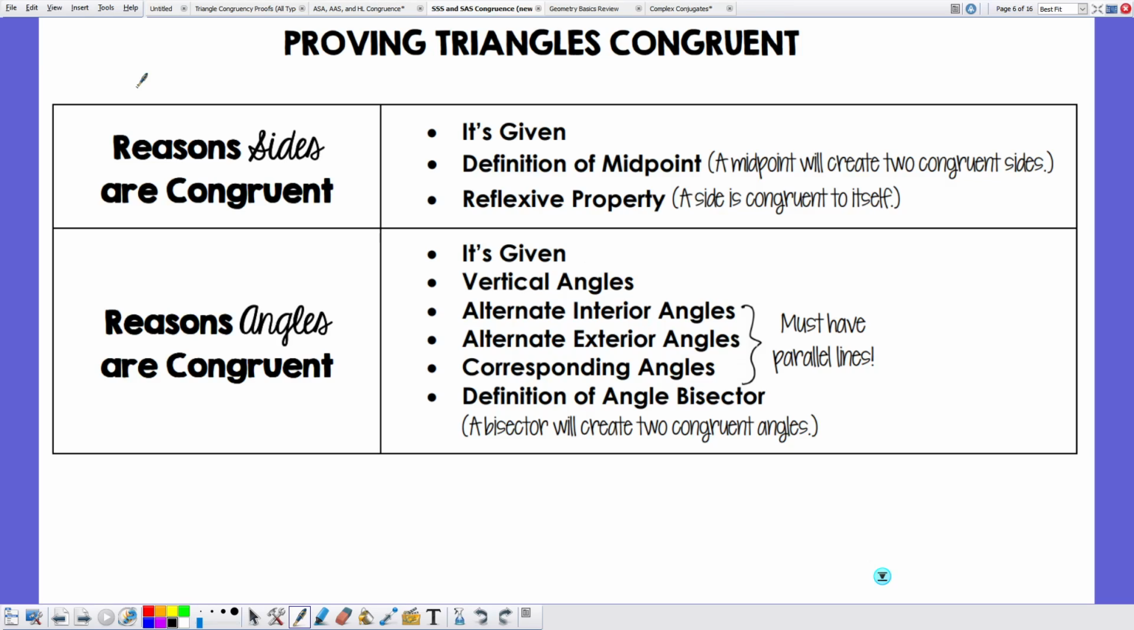And then we have a larger list of reasons why angles are congruent. Angles can be congruent because it's given, or if we have vertical angles. If we have parallel lines, that's always a key that we have congruent angles somewhere in there. Parallel lines are one of the number one ways to identify congruent angles. And finally, we have the angle bisector, which is kind of like the midpoint. An angle bisector is a line that cuts an angle in half into two congruent parts.